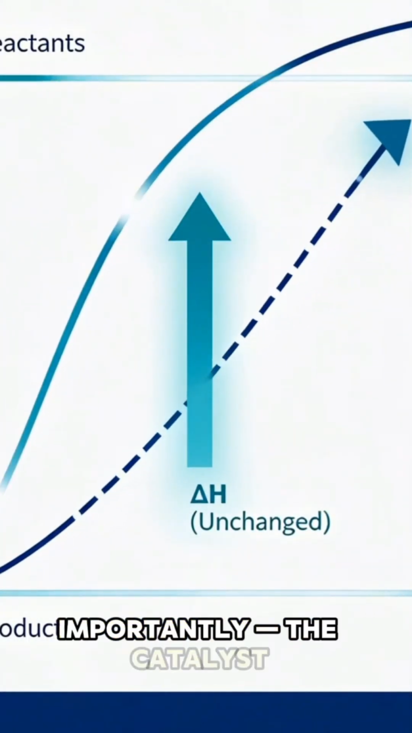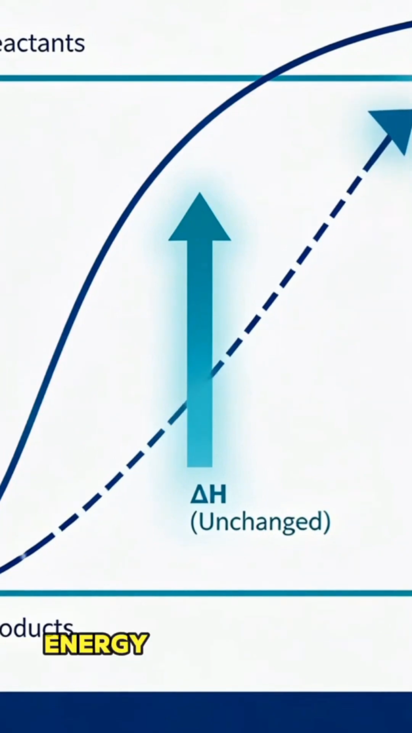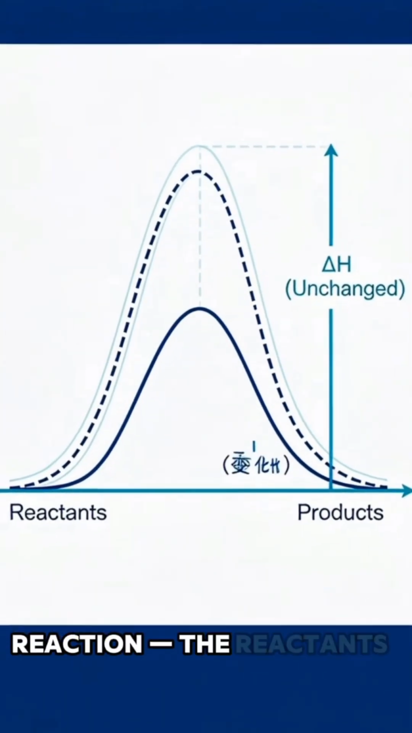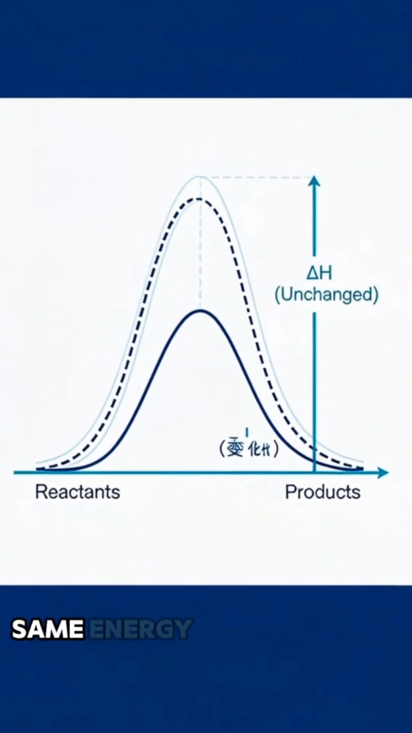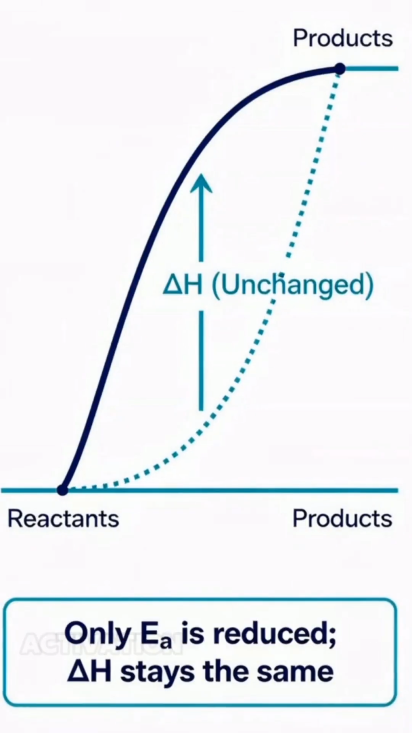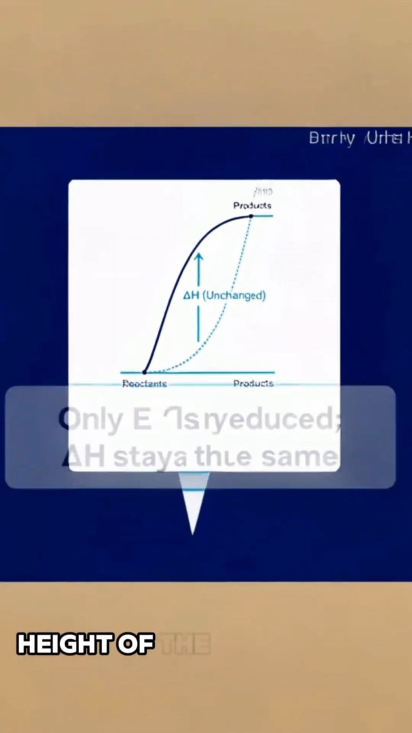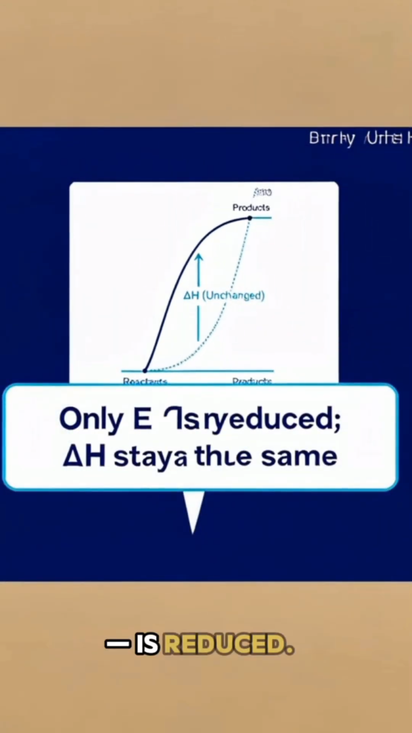Importantly, the catalyst does not change the overall energy change of the reaction. The reactants and products remain at the same energy levels. Only the activation energy, the height of the energy hill, is reduced.